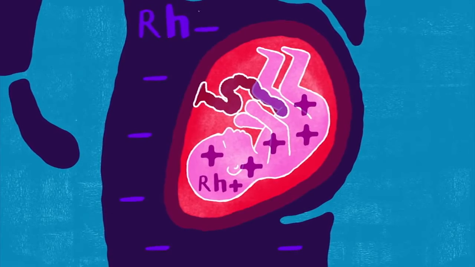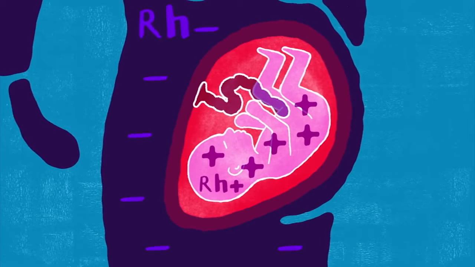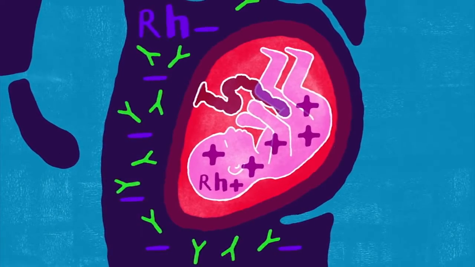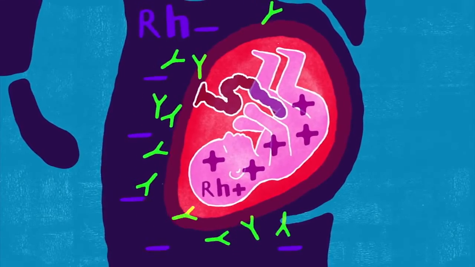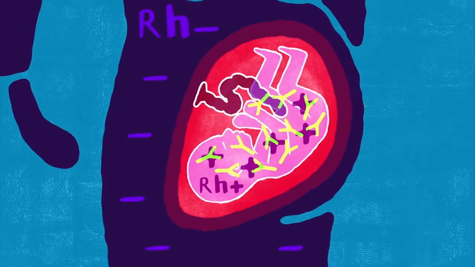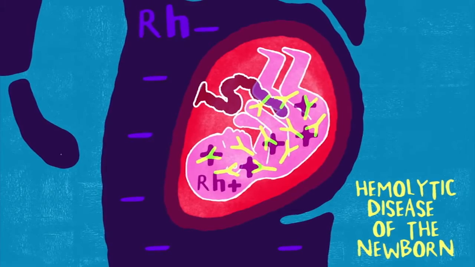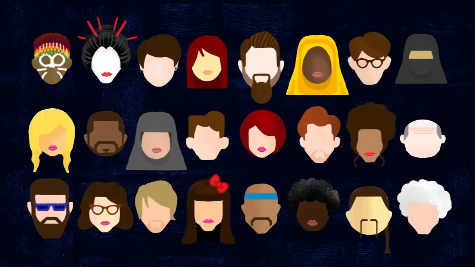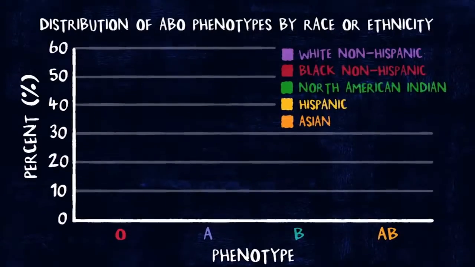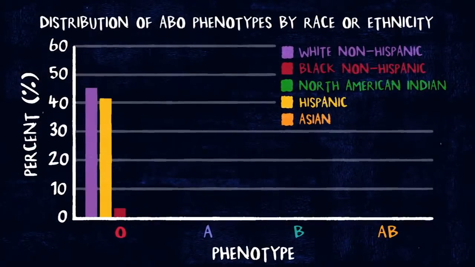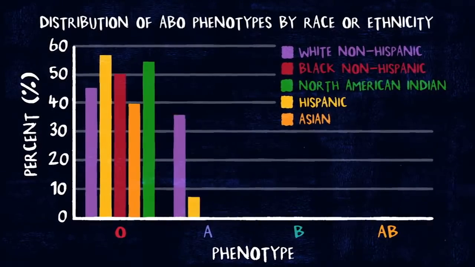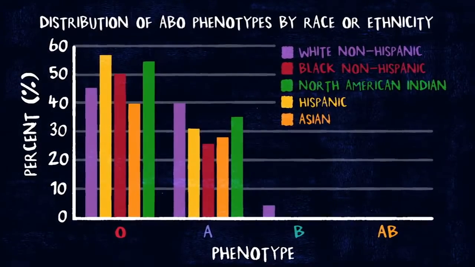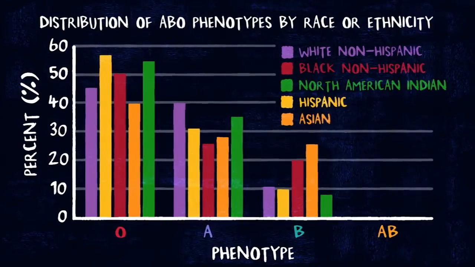If an Rh negative mother is carrying an Rh positive child, her body will produce Rh antibodies that may cross the placenta and attack the fetus, a condition known as hemolytic disease of the newborn. Some cultures believe blood type to be associated with personality, though this is not supported by science. And though the proportions of different blood types vary between human populations, scientists aren't sure why they evolved, perhaps as protection against blood-borne diseases, or due to random genetic drift.